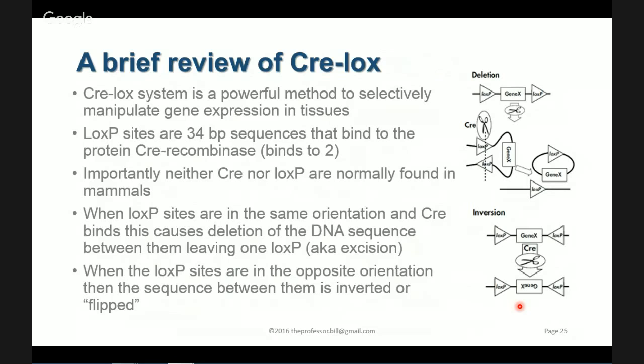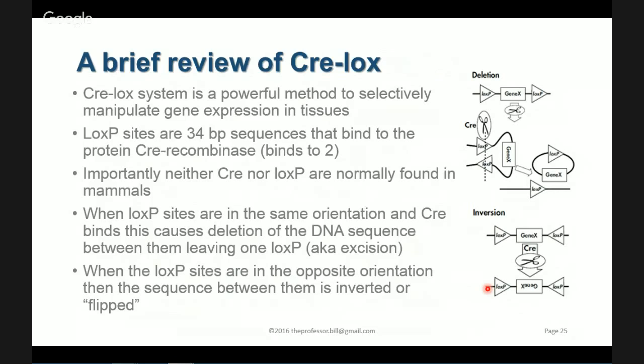One of the things that you can engineer that isn't on this diagram, and I'm not sure it's on the diagram for Thursday either, is that you can actually generate another type of lox site over here to prevent that, so once it's flipped, it can't flip again. So there are techniques that we use to generate these non-invertible sequences after the first inversion.